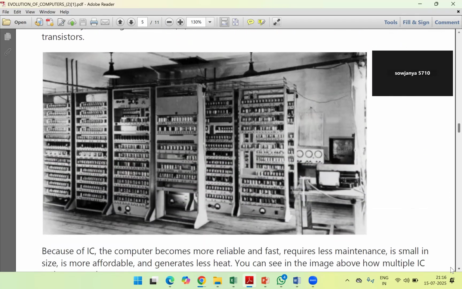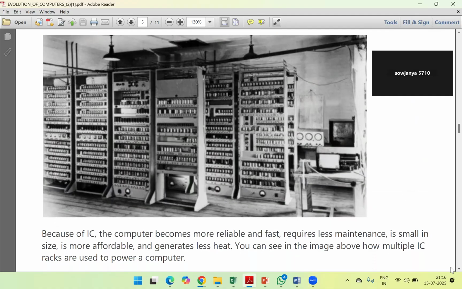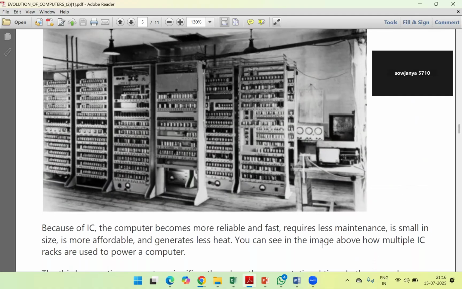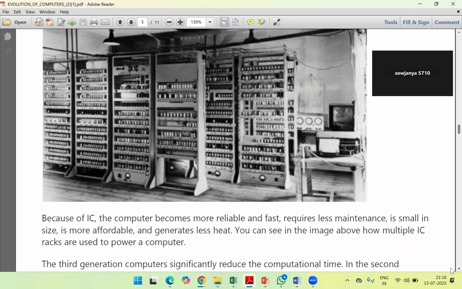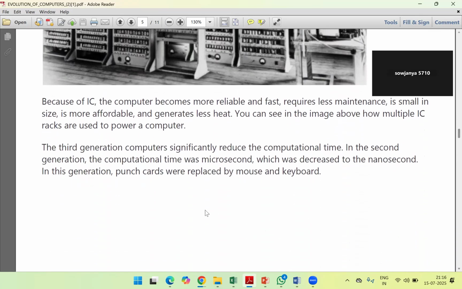So here, if you observe, because of ICs, what is happening? Computers are more reliable, fast, require less maintenance, are small in size, more affordable, and generate less heat. And we can use multiple IC racks to power a computer. Third generation computers significantly reduce computational time. Compared to the first and second generation, the computational time is reduced. The second generation computational time was microseconds, which decreased to nanoseconds.